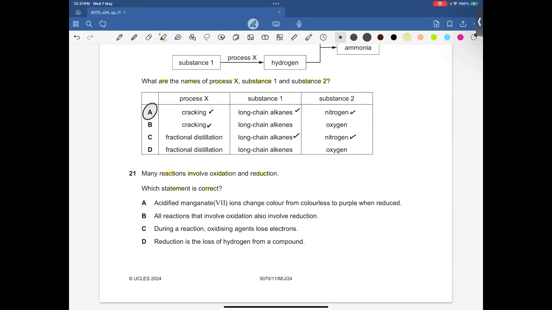Many reactions involve oxidation and reduction. Which statement is correct? Acidified manganate 7 ions change color from colorless to purple. So this color change is wrong. It has to be purple to colorless. That's what we have done in the class. All reactions that involve oxidation also involve reduction.